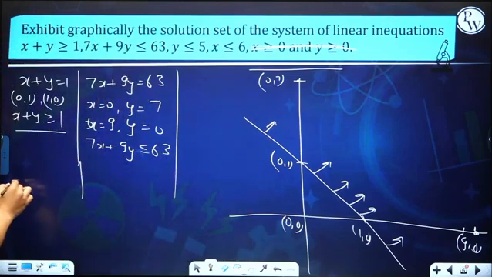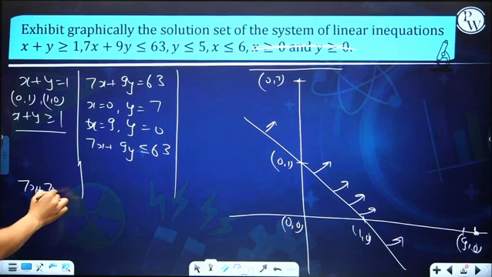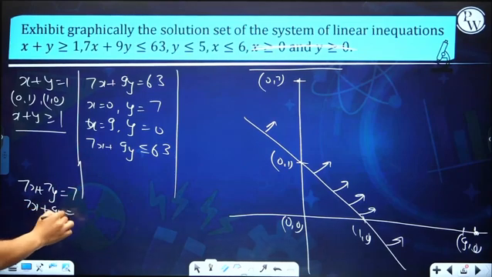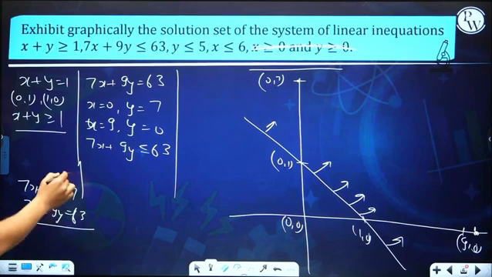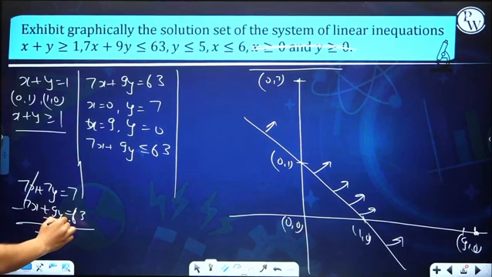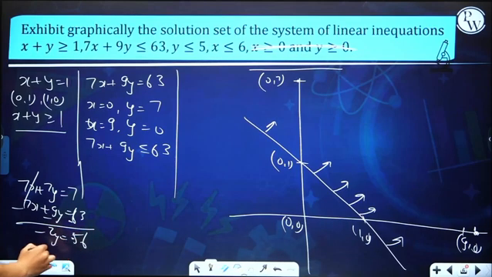Okay. So, sir, 7x plus 9y equals 63. I am solving and seeing where they will cut. So minus 2y. This one will be 63 minus 7, that is 3 and 4, 56. So y will be 28.